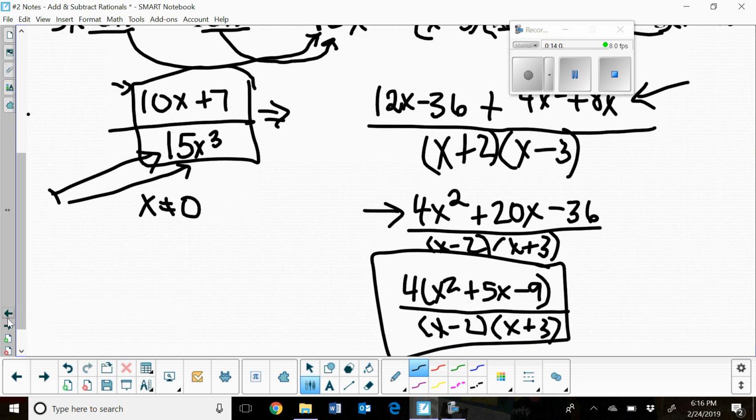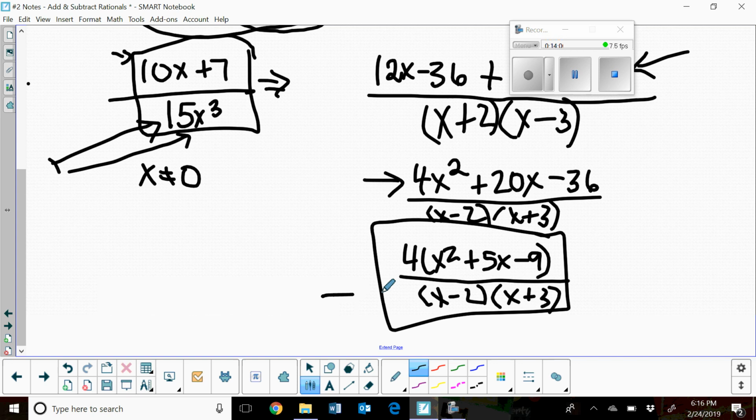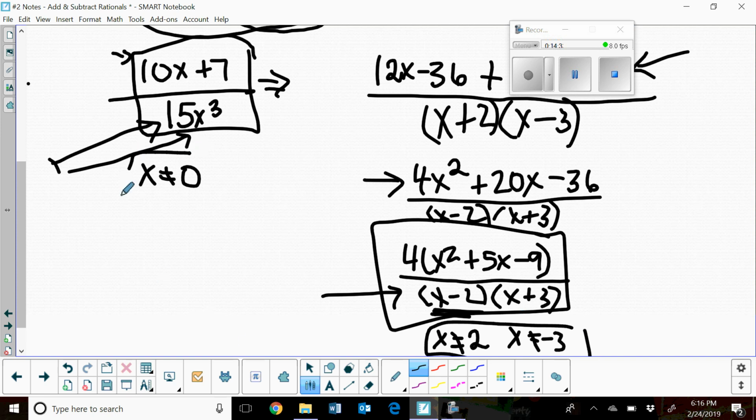Let's look at the excluded values on the second problem now. Second problem, what makes this factor x minus 2 0? And the answer to that is positive 2. So x cannot be 2 because that makes a 0. What makes the second factor x plus 3 0? And we know that answer is negative 3. So that means x cannot be negative 3. So those are my two excluded values in this problem, and 0 was my excluded value in that problem.